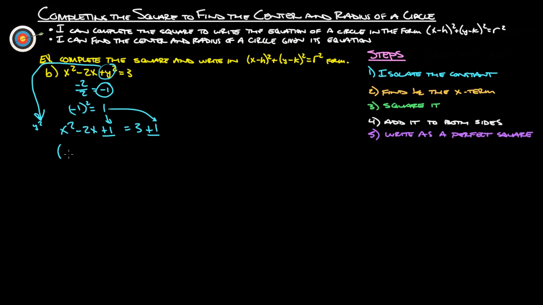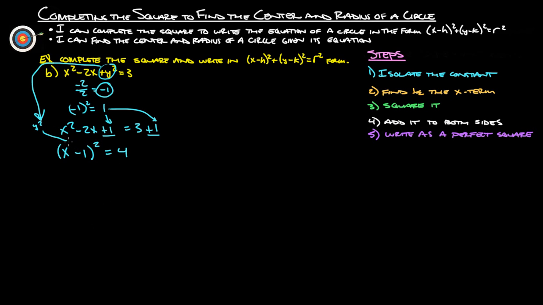Okay, and now we can write this here on the left side. We've now made that into a perfect square. 3 plus 1 is 4. This over here is always going to be x, and then remember, it's this number here, half of the x term, this negative 1, that is always going to go there. Okay, so there's our x minus 1 squared equals 4.